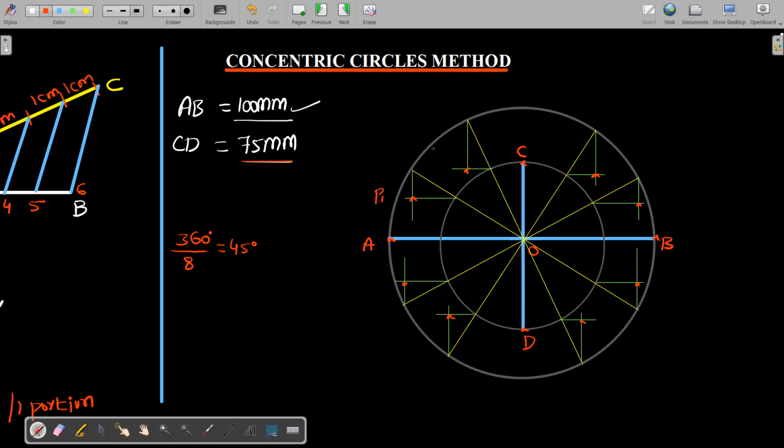So P1, P2, P3, P4, P5, P6, P7, P8, P9, P10, P11. This one is P12.